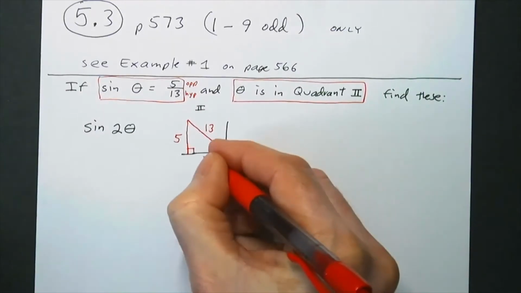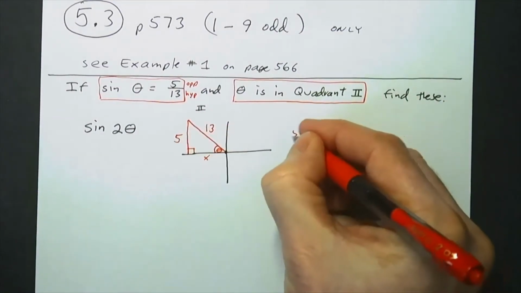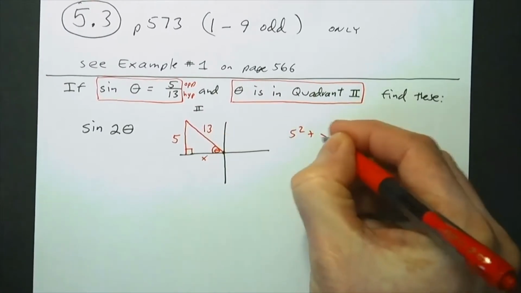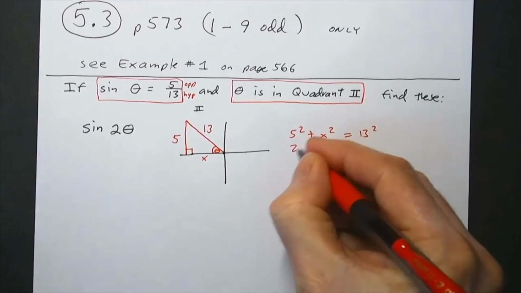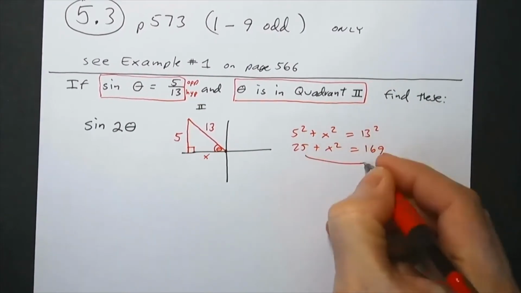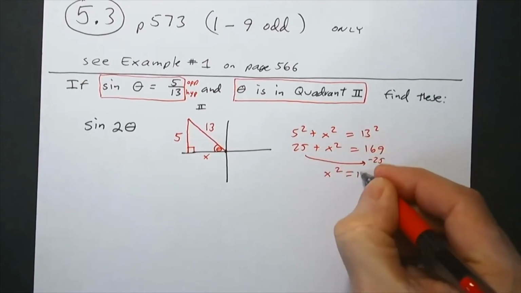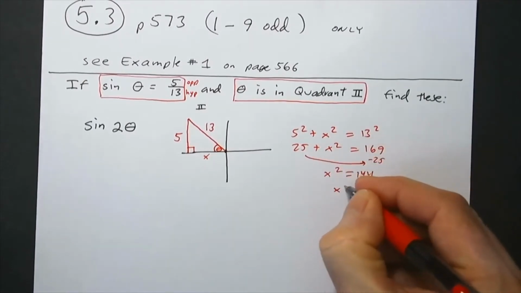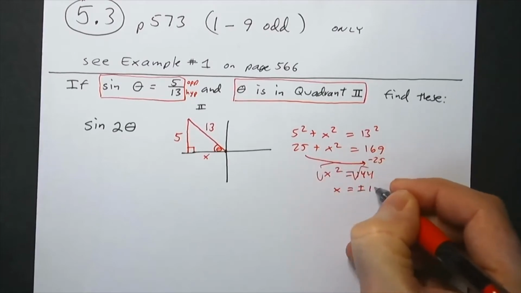I can kind of go, yeah, this is x. And I could do a little Pythagorean theorem here. Like 5 squared plus something squared is 13 squared. I could figure it out. 25 plus x squared is 169. Move it over. X squared is, when I subtract 25, we get 144. And so x is, wait a minute, square root, plus or minus 12.